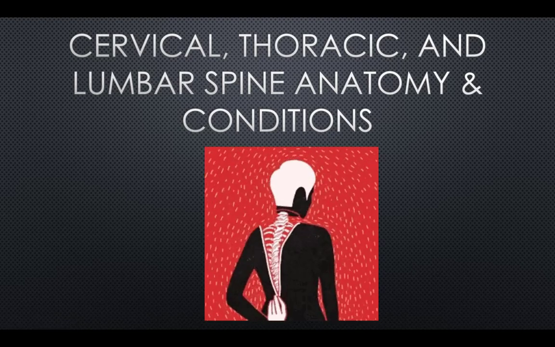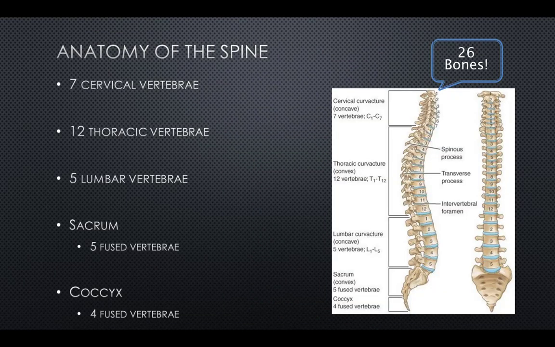Cervical, thoracic, and lumbar spine anatomy and conditions. There are 26 bones in the spine. It is easy to remember the number of the bones within the sections of the spine as they are times we eat: 7, 12, and 5. There are 7 cervical vertebrae, 12 thoracic vertebrae, and 5 lumbar vertebrae. The sacrum is comprised of 5 fused vertebrae, and the coccyx contains 4 fused vertebrae.